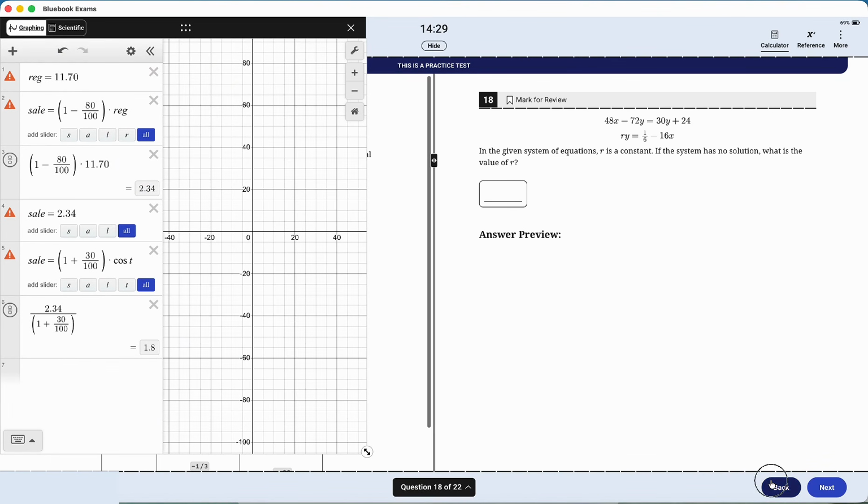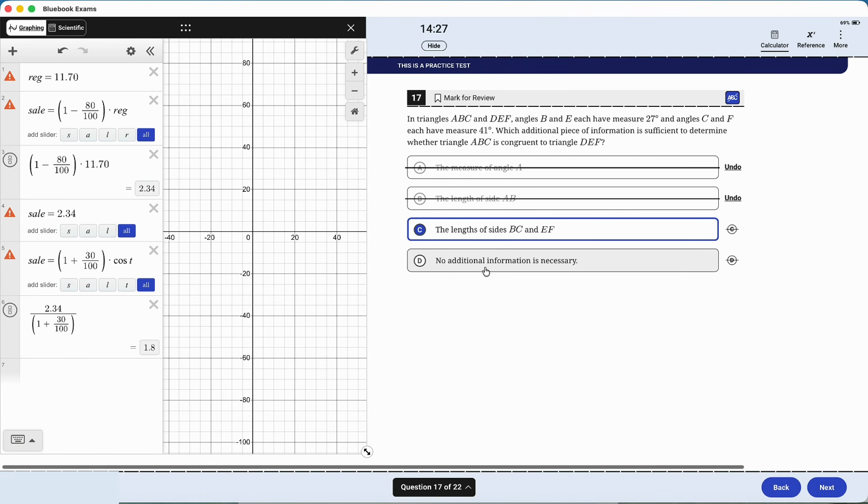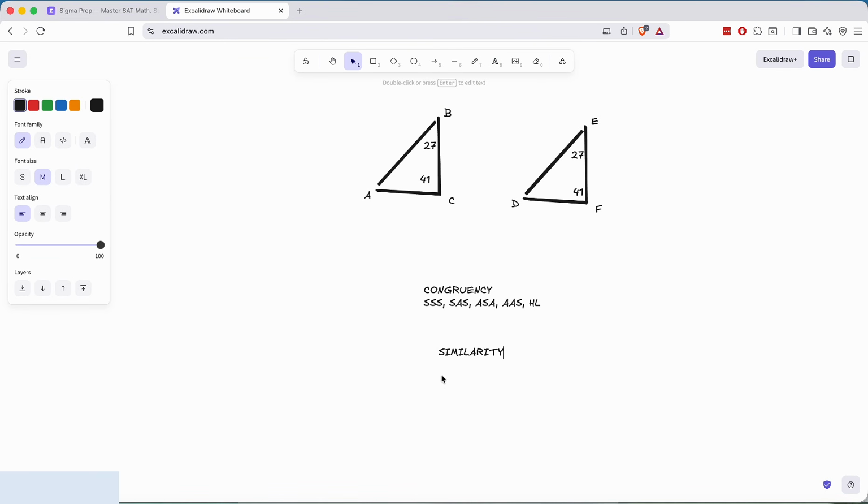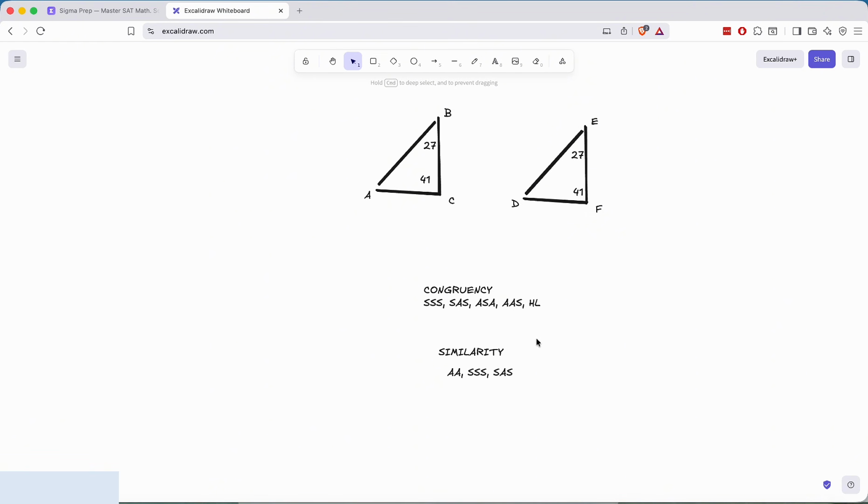That's the one. The other one, this one's an interesting one. If it was similarity, the answer would be D, right? So let me mention that since we're here, because sometimes it will be about similarity, right? For similarity, there are a few ways to prove it. You could show angle-angle, side-side-side, or side-angle-side. Now the sides have to be proportional in similarity. That's the only difference. But one of the ways to prove similarity is just angle-angle. And we have two pairs of angles.